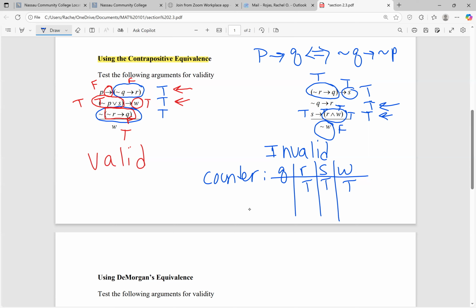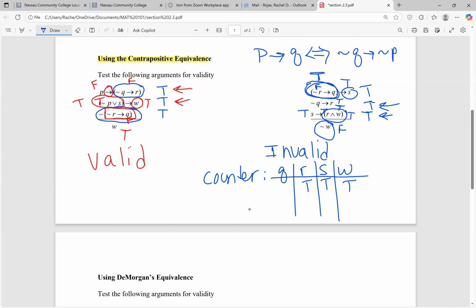So R we already said is true, so in the second premise the right-hand side is true. And not R is false, since R is true. The left-hand side of the conditional is itself a conditional, false implies Q, and we still don't know what Q is, but this statement has to be true. So Q could really be either true or false, and we have to consider both cases.